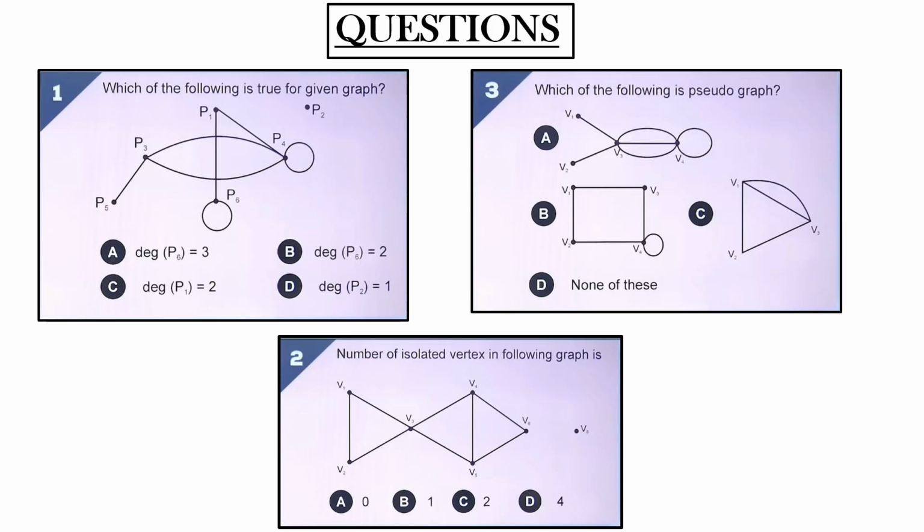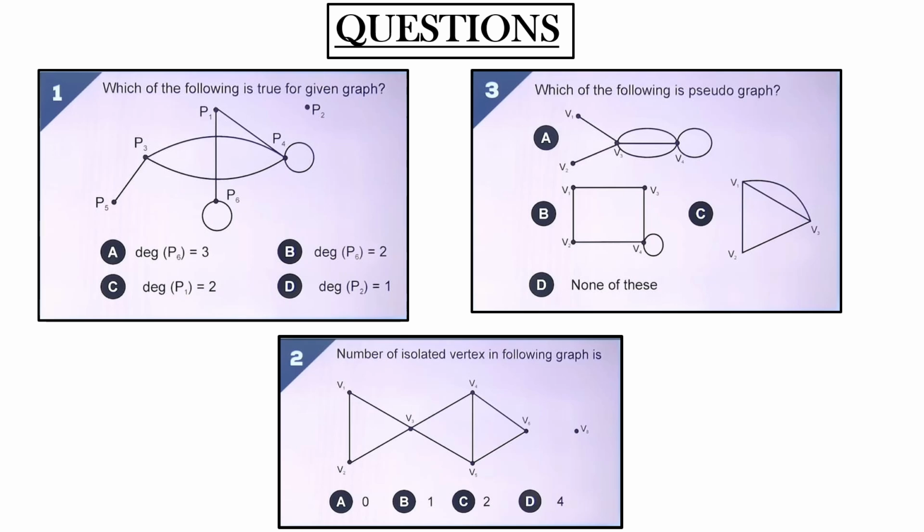Now I will be discussing some questions based on the topics which I have already covered in my previous slides. Question number 1 says: which of the following is true for the given graph? In this question we have to calculate the degree for the P1, P2 and P6 vertices respectively. For the calculation of degree, we have to calculate the number of edges which join that particular vertex to other points or vertices.